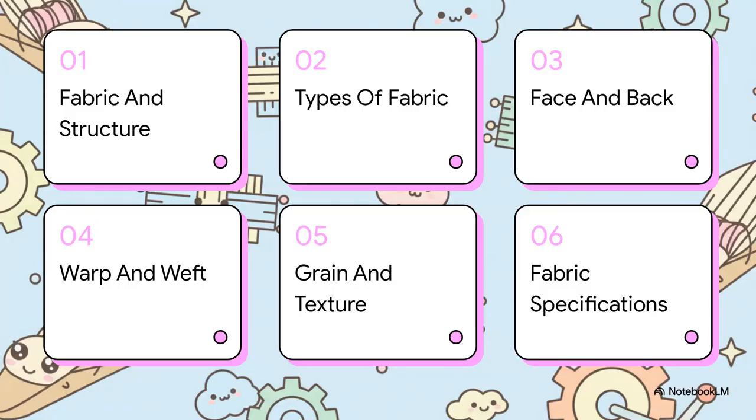Here's our blueprint for today. 1. Defining fabric and structure. 2. 4 types of fabric. 3. Identifying face and back. 4. Understanding warp and weft. 5. Grain and texture explained. And finally, 6. Reading fabric specifications.